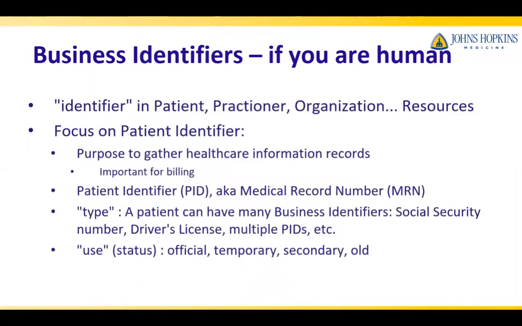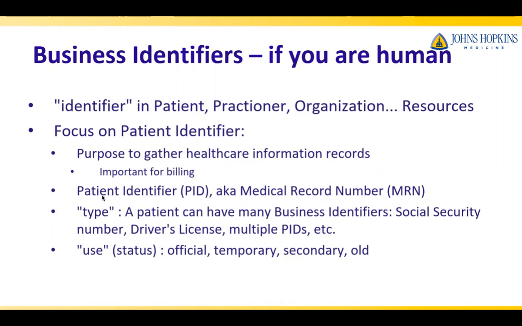All right, we're going to switch gears. Business identifiers. So if you're a human, an identifier can be found in multiple different resources. These include a patient, practitioner, organization, and other resources. For this video, we are going to focus on a patient identifier. The purpose of a patient identifier is to gather healthcare record information from across all the different departments and to be able to put it into a single folder or virtual jacket within the electronic healthcare record system. It's also very important for billing because that's what connects to the insurance information.